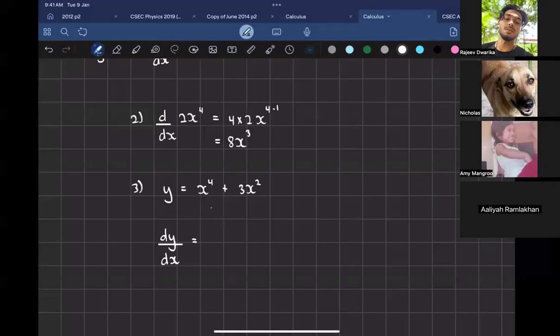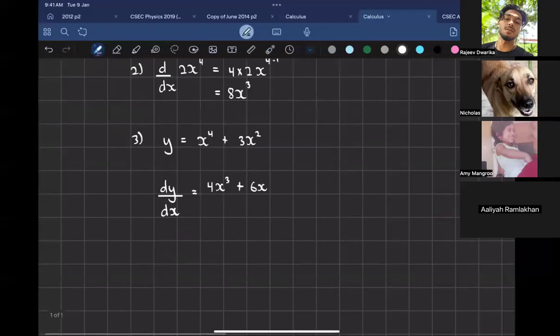If I differentiate x to the power 4, what would that be? That'll be 4x cubed. Right? And if I differentiate 3x squared, it'll be 6x. Nice.